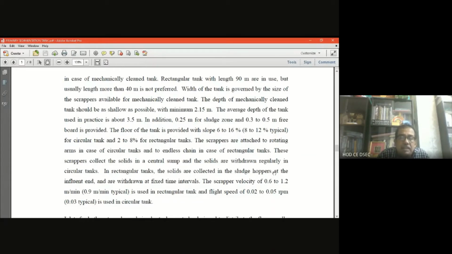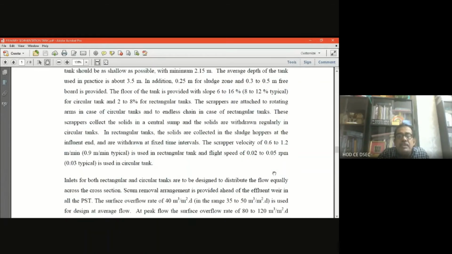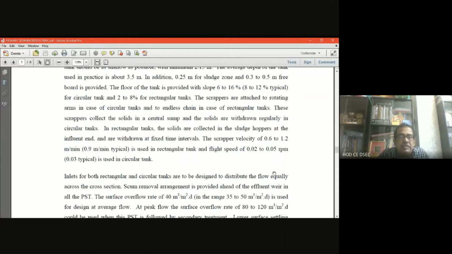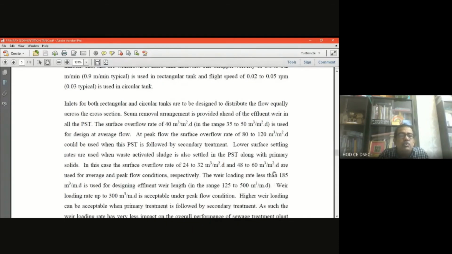But in case of rectangular tanks, these scrapers are attached to an endless chain, which I will show in the figure. Now these scrapers collect the solids or sludge in the central sump in case of the circular tank, and in case of the rectangular tank it is collected at the sludge hoppers at the influent end, which I will also show in the figure. And from the sump, at a fixed interval from time to time, the solids are removed. The scraper velocity is 0.6 to 2, which will not be required in this design, just to give you an idea.